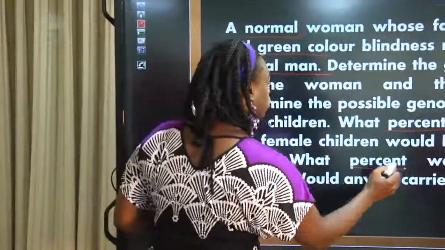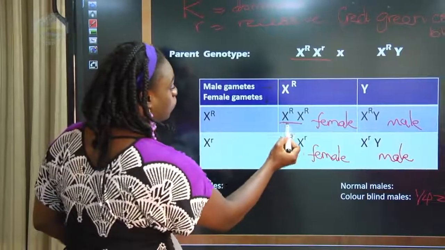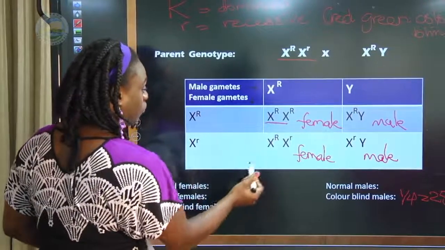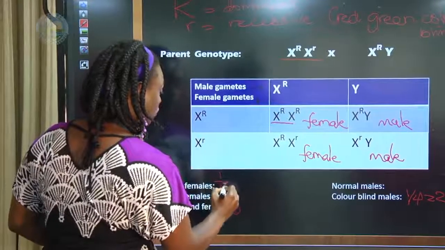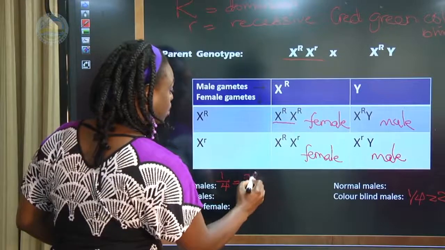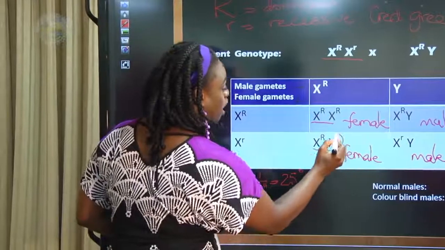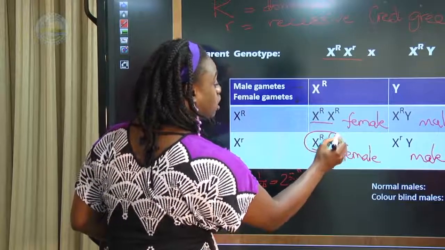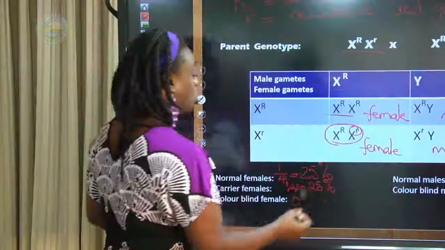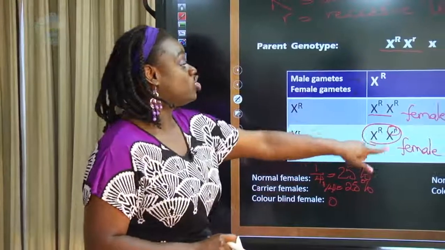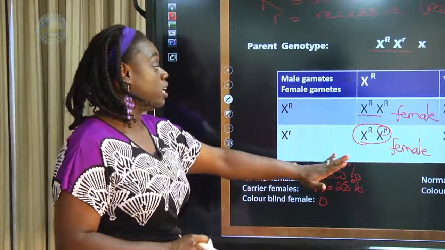What percentage would be normal? So we have a normal female. Here is one normal female, and here is a carrier. So this normal female is 1 in 4, or 25% of the females would be normal. Carrier female, this is the only carrier female because here she is carrying the recessive trait. So we have 25% of the children who would be carriers. In other words, 1 in 2 of the females will be carriers. So 50% of the females will be carriers.